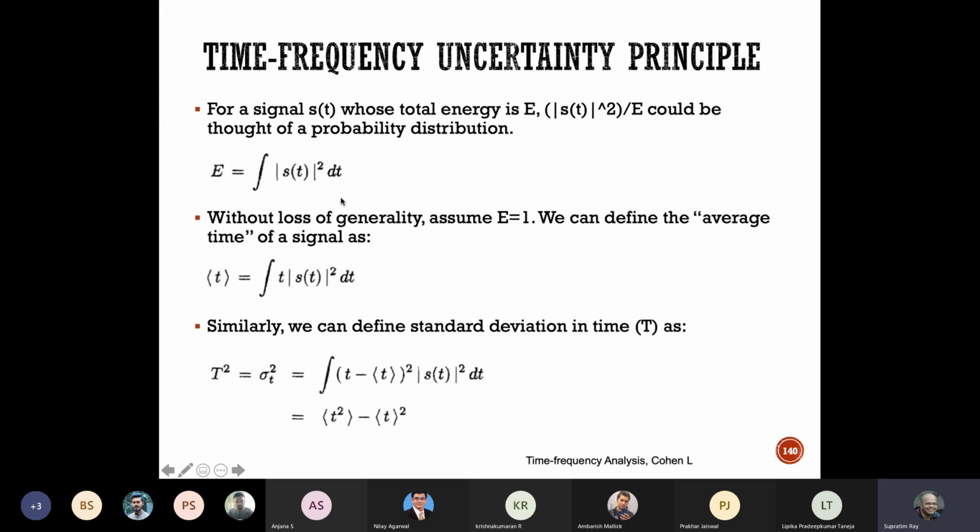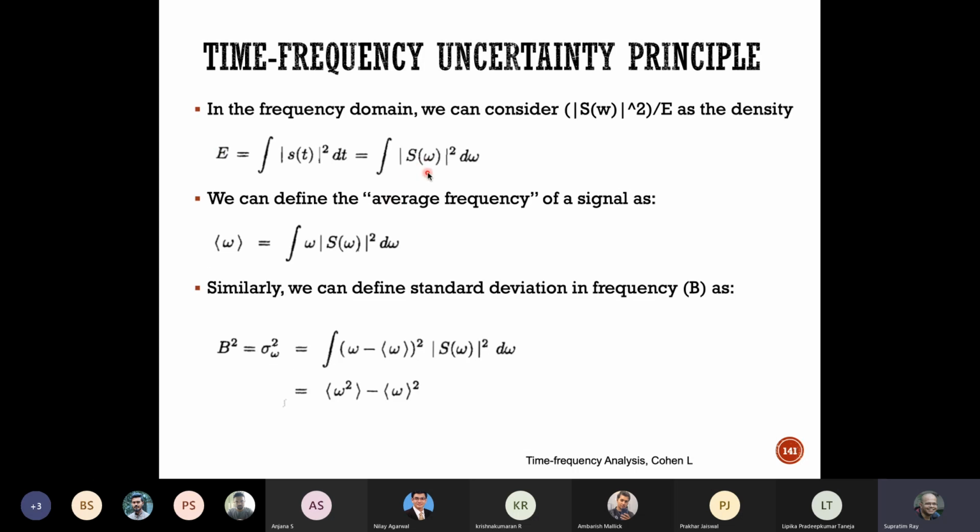So here's how we define it formally. If I've got a signal s(t), whose total energy is E, given by this formula. Remember, this is how we define it: you take the signal, square it, and integrate it over time, and you get the total energy. And what Parseval's theorem tells us is that this is also the signal in the frequency domain: you take the square and integrate over frequency.